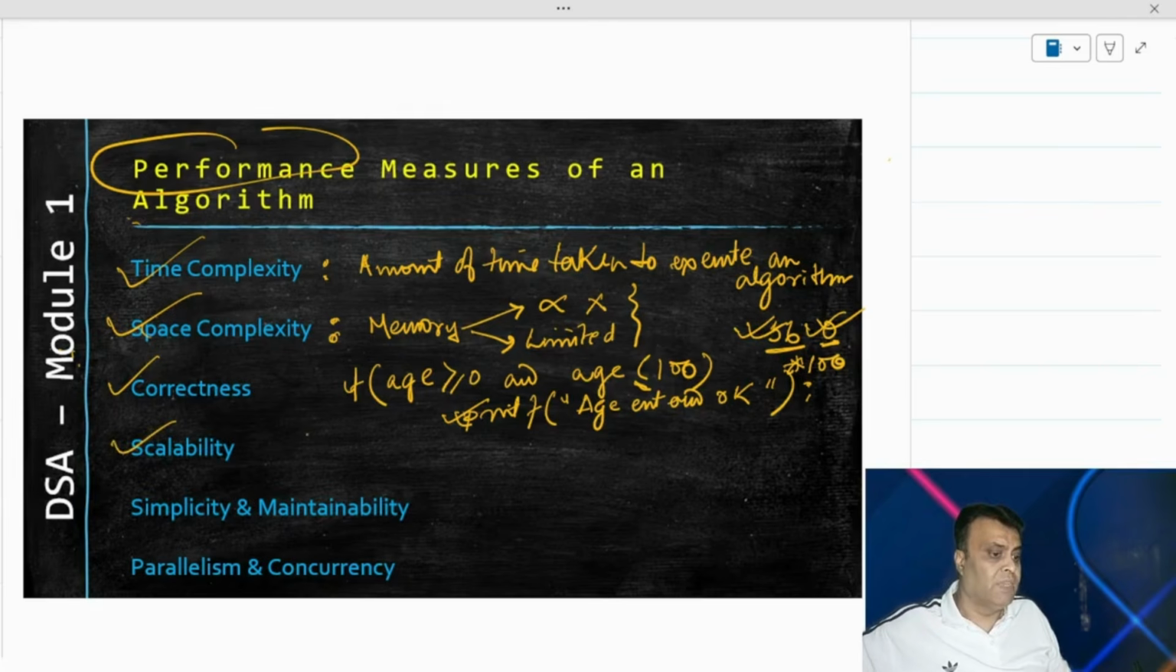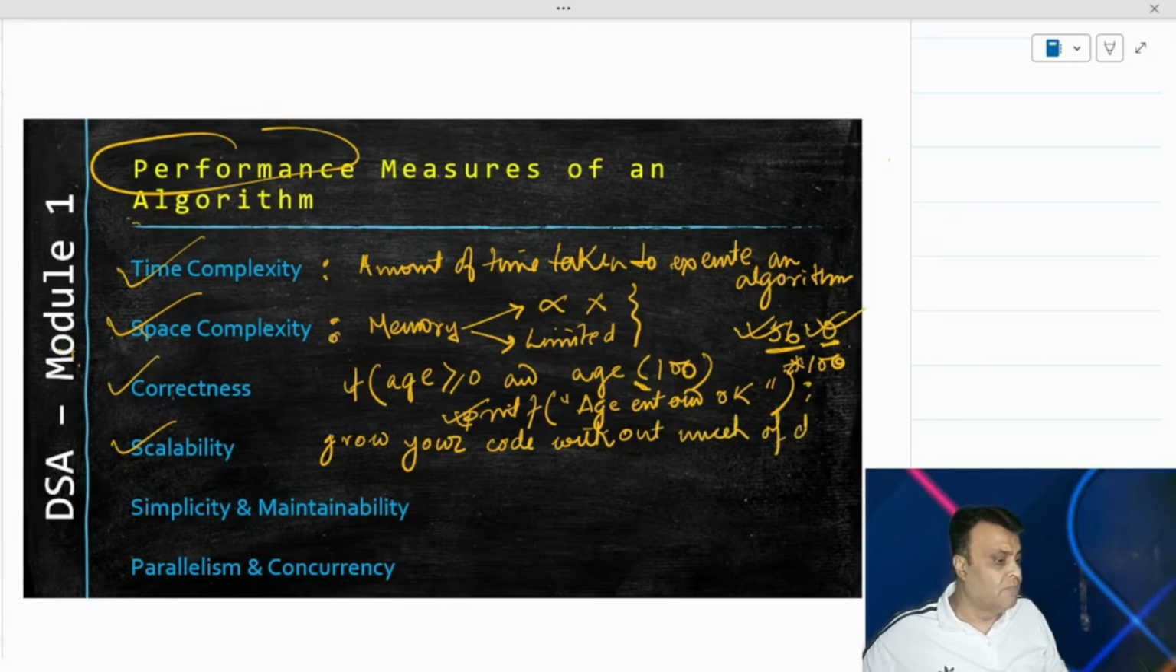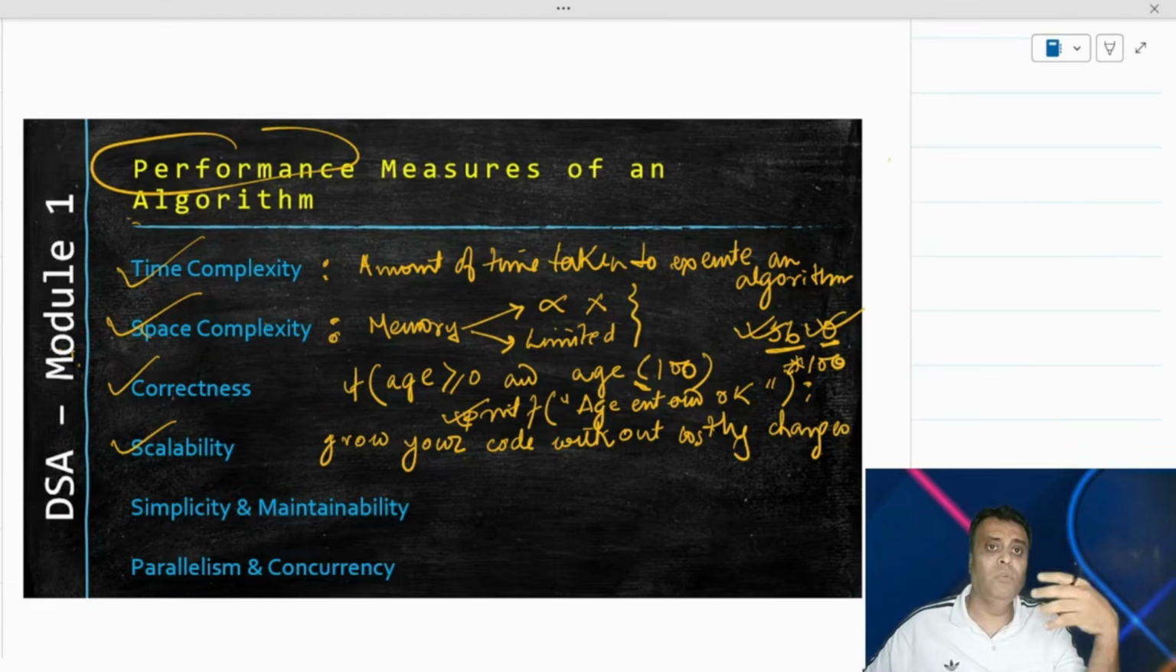How about scalability? Scalability is when you can grow your code without much change. Actually, that should be rephrased a bit differently: without costly changes, let me put it that way. Grow your code without costly changes. So you are scaling up. Let's say you have created a website and you are scaling up.